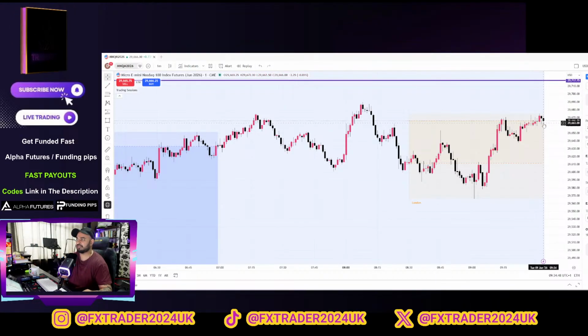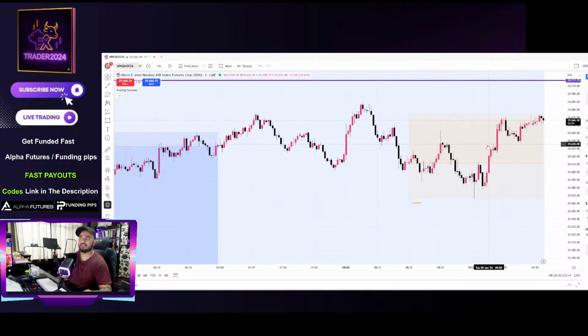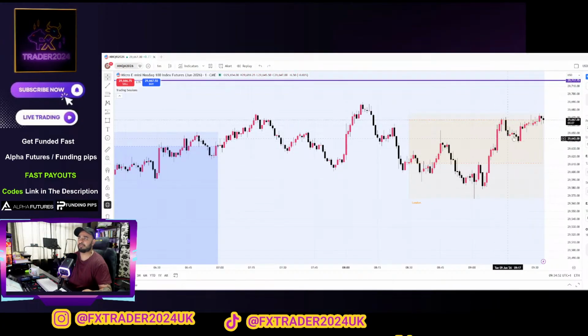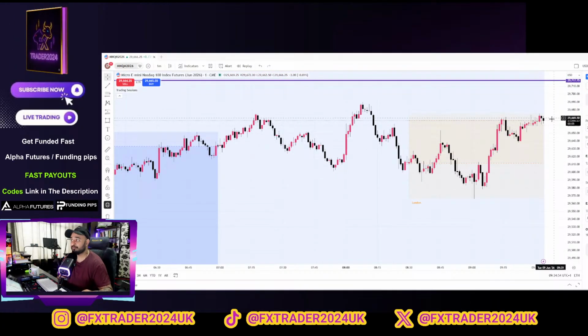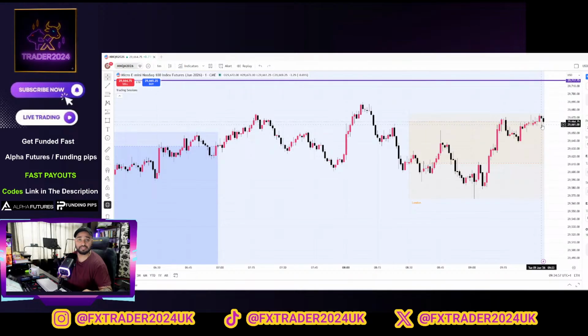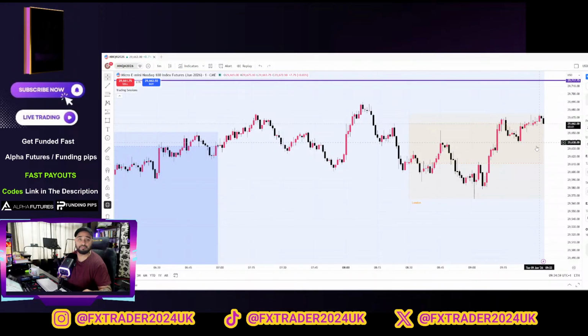Don't enter trades when it's like this shitty choppy bullshit here. I hate when people enter. Do you know, when I first started trading, I would enter off these shitty areas here. I wouldn't even wait for the breakout.